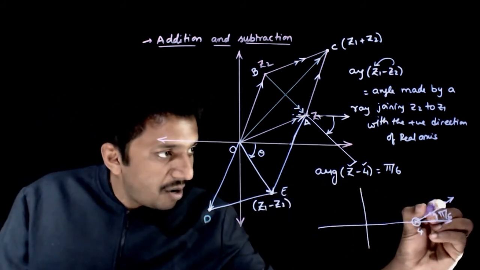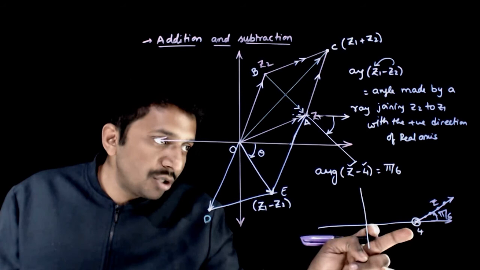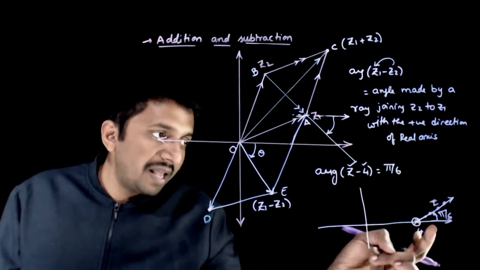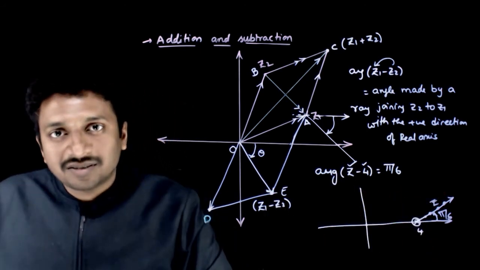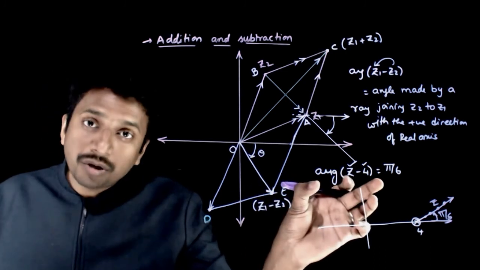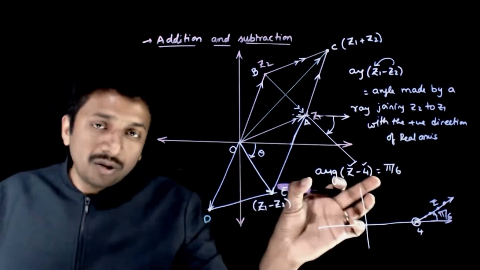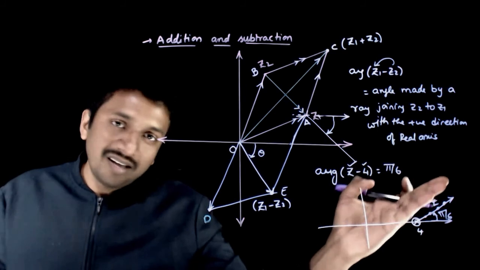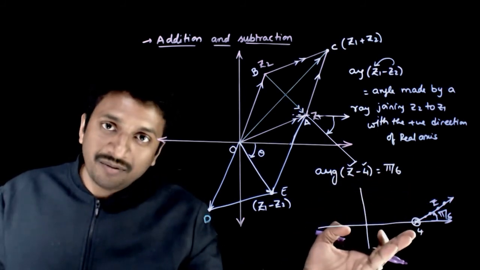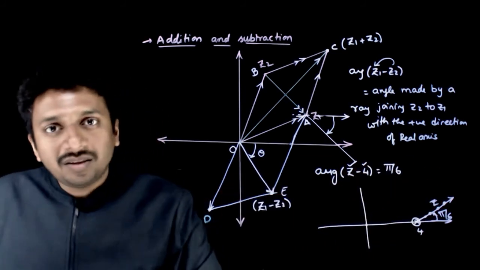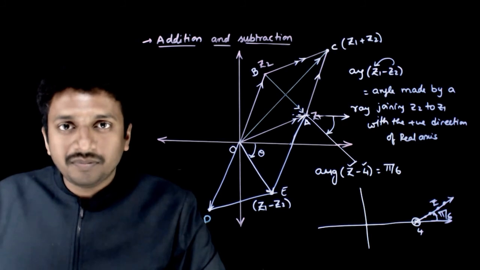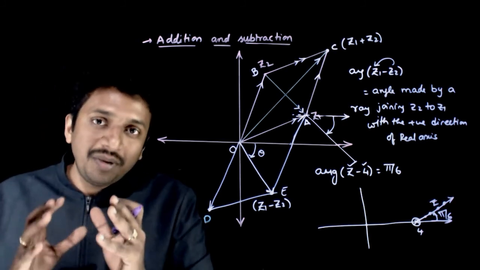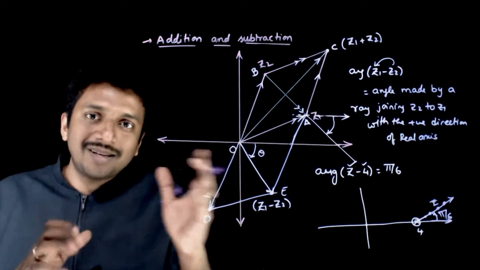Because if you take any complex number Z here, the ray joining 4 to Z is making an angle of pi by 6 with the x-axis. So what is the solution of this equation? The solution of this equation is a ray starting from 4 at an angle of pi by 6 with the real axis. I hope you have understood the meaning of addition and subtraction.